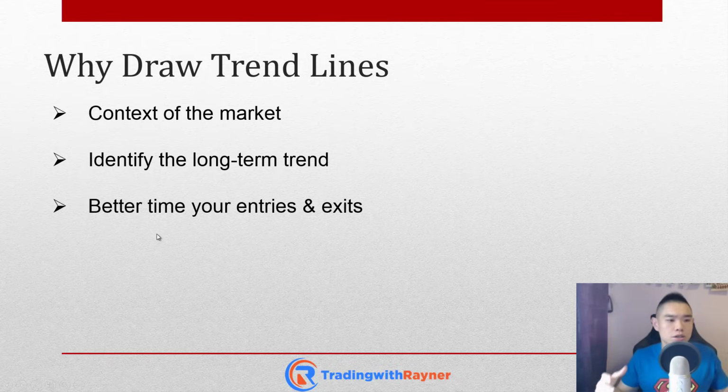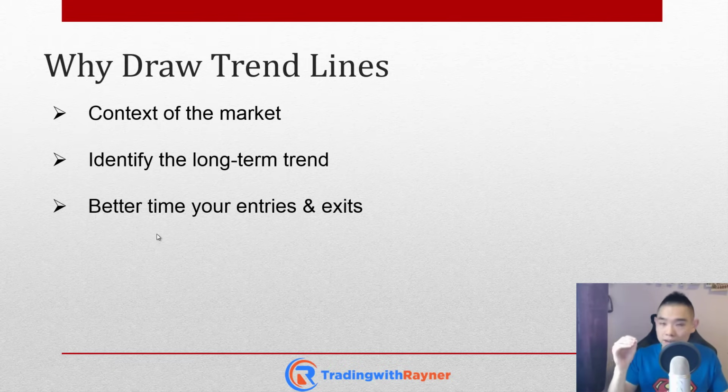And finally, trend lines help you to better time your entries and exits. So if you can identify the market respecting a long-term uptrend, then it makes sense to be buying as close as possible near the trend line because this offers you a much more favorable risk to reward. Okay, you can see that.